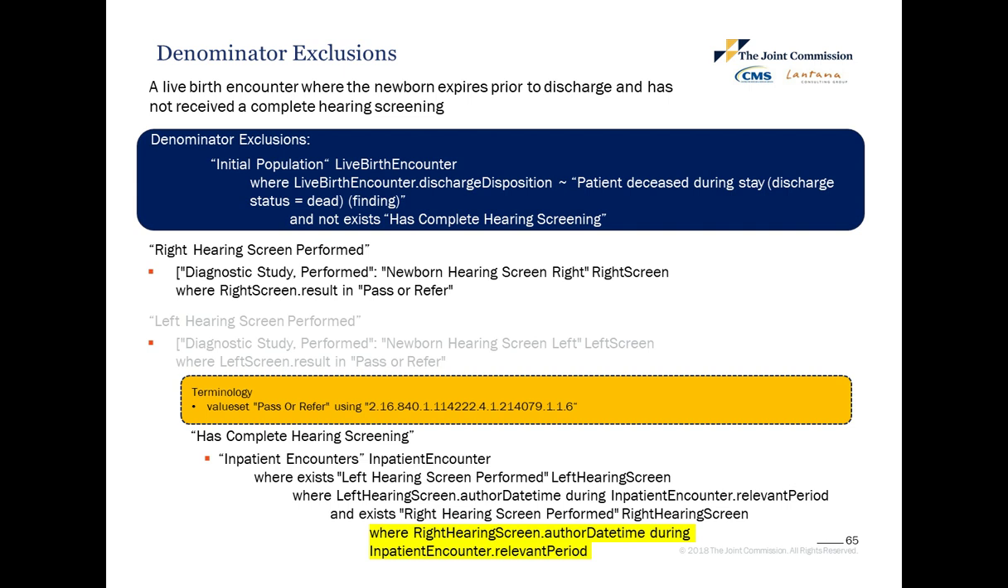So putting the denominator exclusions building blocks together, an exclusion would be met if there is a live birth encounter where the newborn expires prior to discharge and has not received a complete hearing screening.